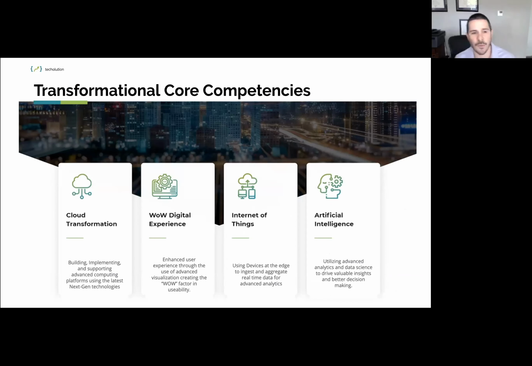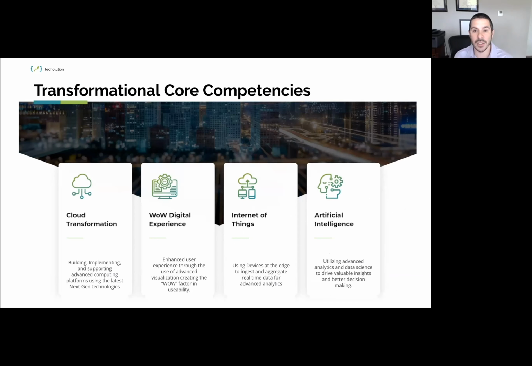So we have 4 major areas that we focus on. The cloud practice, which is my practice, this is what I run. We build, implement, and support next-gen platforms. We focus really on application modernization through containerization and serverless technologies, with a focus on hybrid and multi-cloud. So not only do we deploy things into the cloud, we can leverage your existing data centers as well as multiple clouds at once. So a lot of cool technologies there.